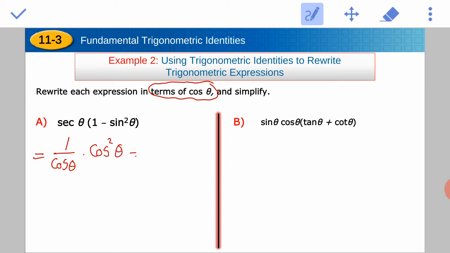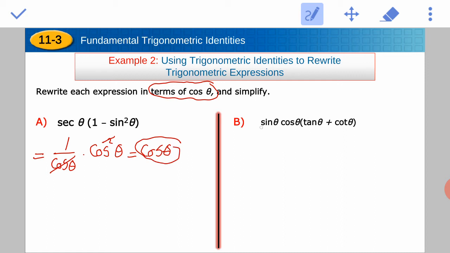This is awesome. Guys, we can cross out 1 cosine theta from the top. We can cross out this square with 1 cosine theta from down, and we are left with cosine theta. This is my answer in the simplest form in terms of cosine theta.